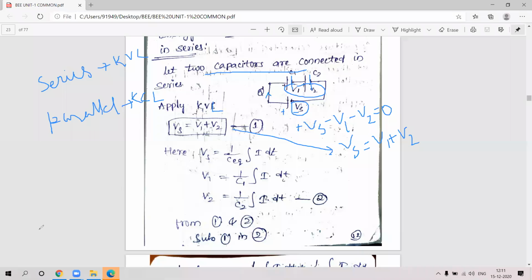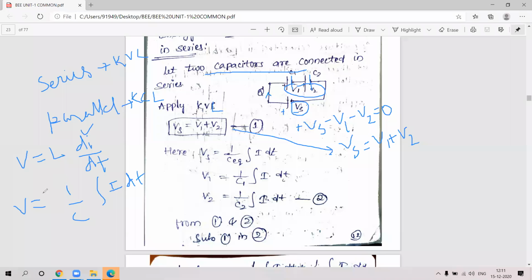We got the voltages as we derived in yesterday's class. For the inductor we got L di by dt. But for the capacitor, we get it in terms of the integral term: V is equal to 1 by C integral I dt. This is the thing we derived yesterday.